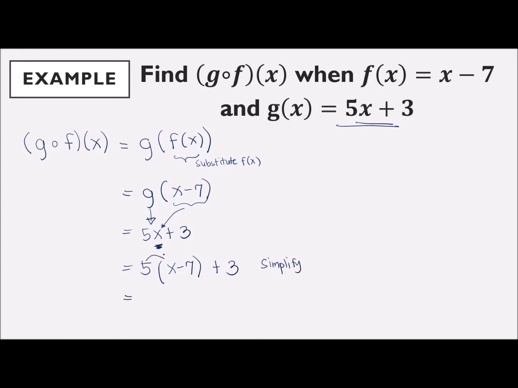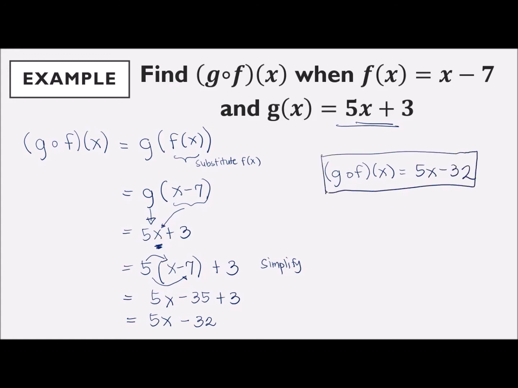So, 5 times x, the answer here is 5x. And then, 5 times negative 7, the answer here is negative 35. And then, plus 3. So, ang sagot dito po ay 5x minus 32. Okay? So, the final answer here is g circle f of x is equal to 5x minus 32.